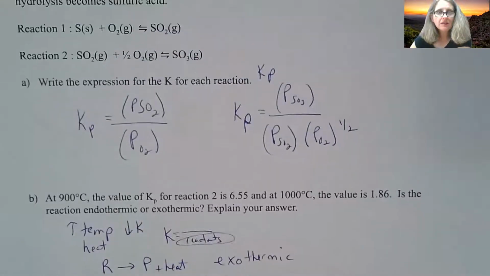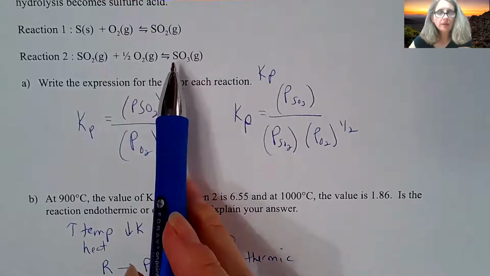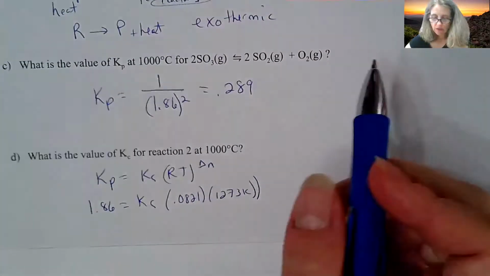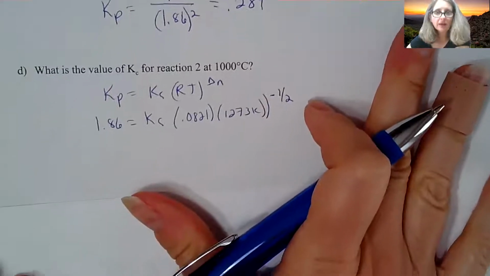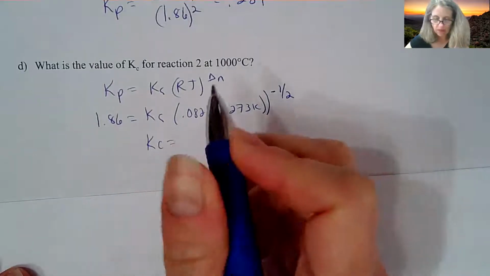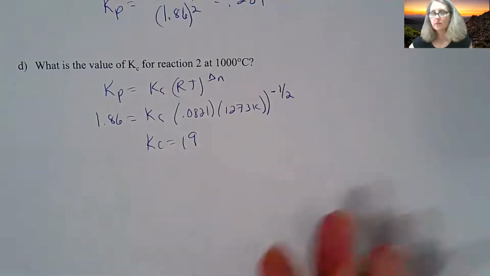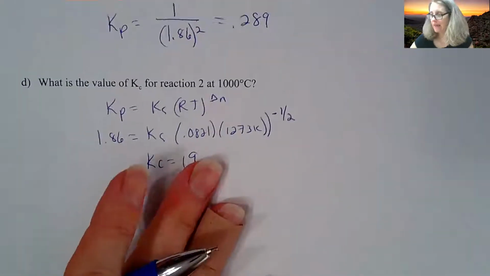If I go back to this equation here, I have 1 mole on the product side, and I have 1.5 on the reactant side. So that means this is brought to the -1/2 as my power. When you do the math, the Kc turns out to be about 19. That involves some of the calculations we've been talking about for K.